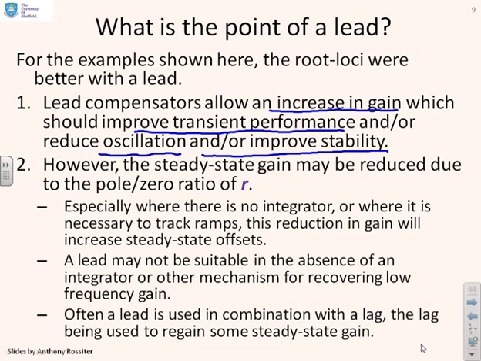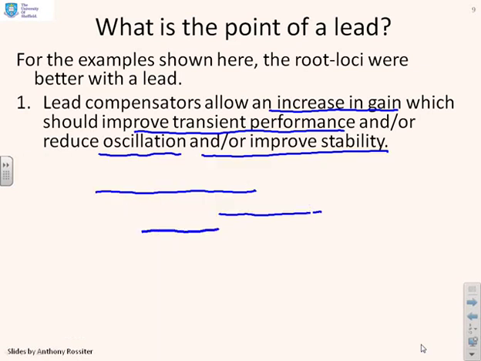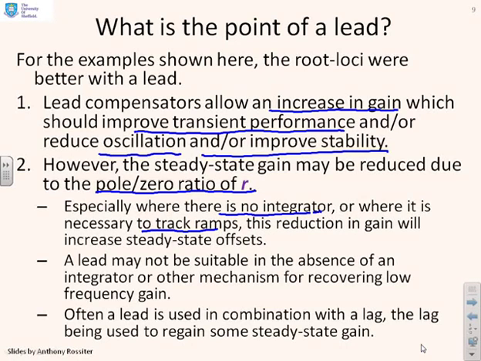However, there is a downside. The steady state gain might be reduced because the pole zero ratio is R, so you're multiplying by 1 over R on the steady state gain. Now if there is no integrator, or where you need to track ramps, this reduction in gain could increase your steady state offsets, so you need to be aware of the downside of a lead.